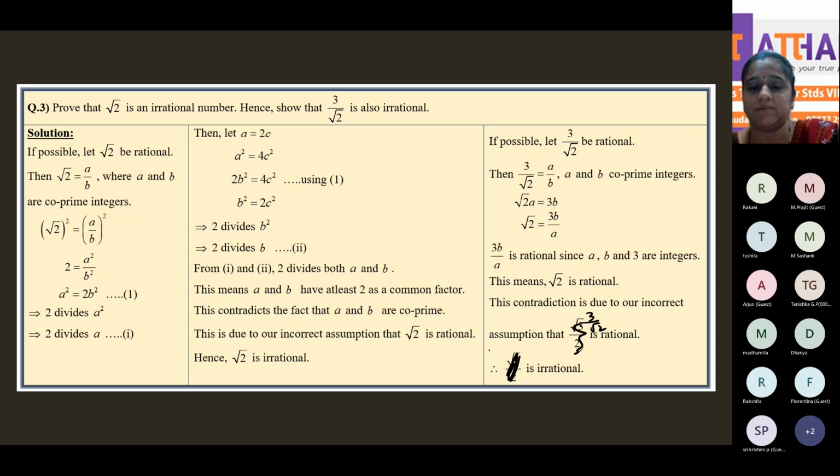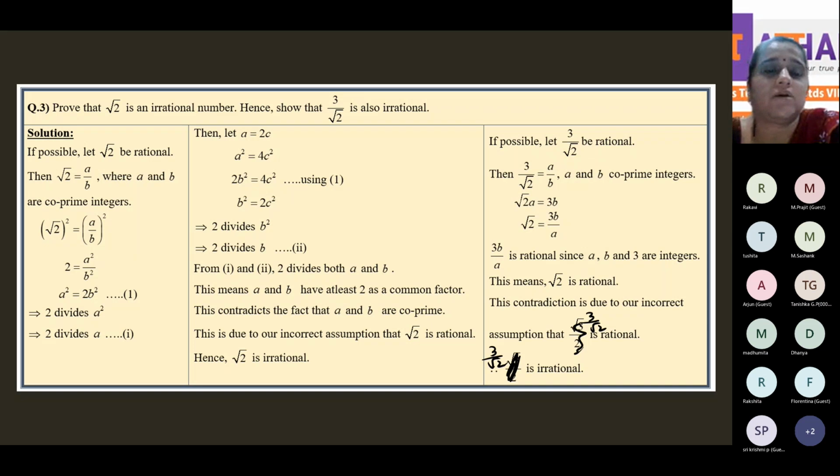Typing error. 3 by root 2. Okay. This contradiction is due to our incorrect assumption that 3 by root 2 is rational. Therefore, 3 by root 2 is irrational. Do we understand this, children? Yes, ma'am.